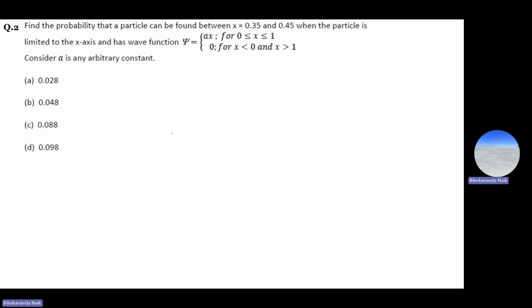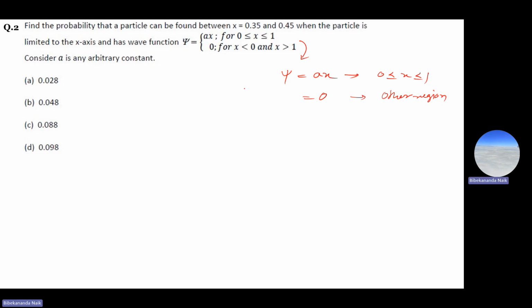Let's solve this question. The value of the wave function is given and we need to find out the probability of the particle between x equals 0.35 to x equals 0.45. The wave function is psi equals ax when x varies from 0 to 1, and it is 0 in other regions.